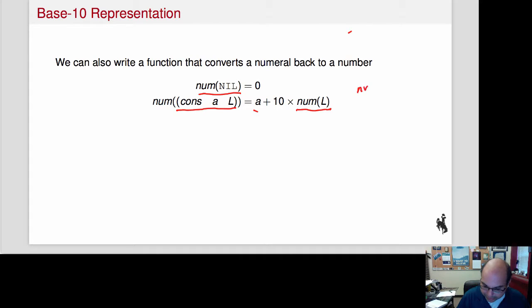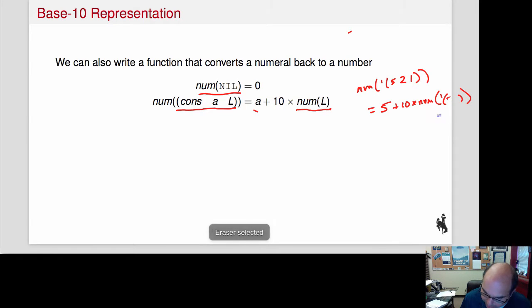So for example, num of, say, the list 5, 2, 1 is equal to 5 plus 10 times num of the list 2, 1. And you see that it's actually what I wanted to do, because num of 2, 1, actually there's no comma, but num of 2 and 1 will be 12, if the function works correctly. Multiply that by 10, I get 120, add 5, 125, exactly what num of 5, 2, 1 should be.